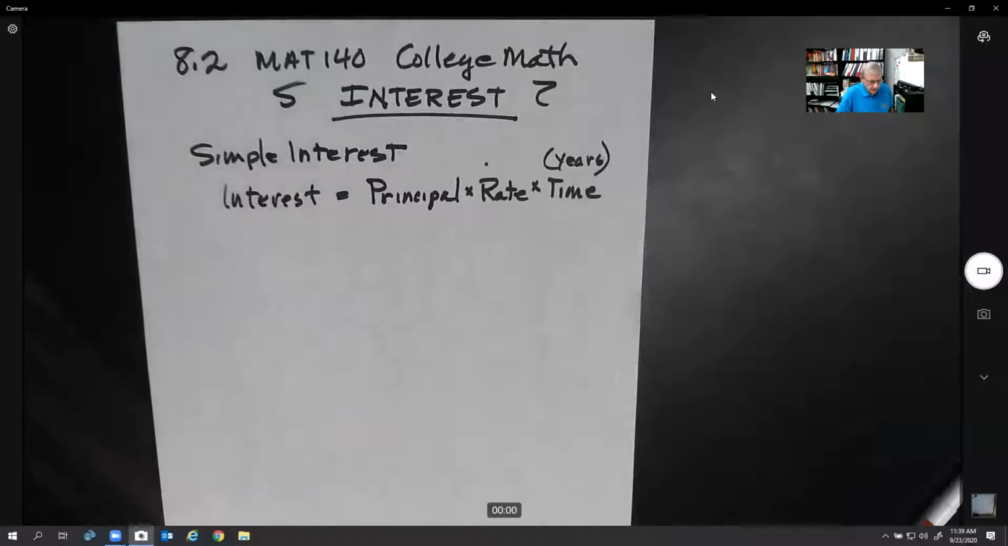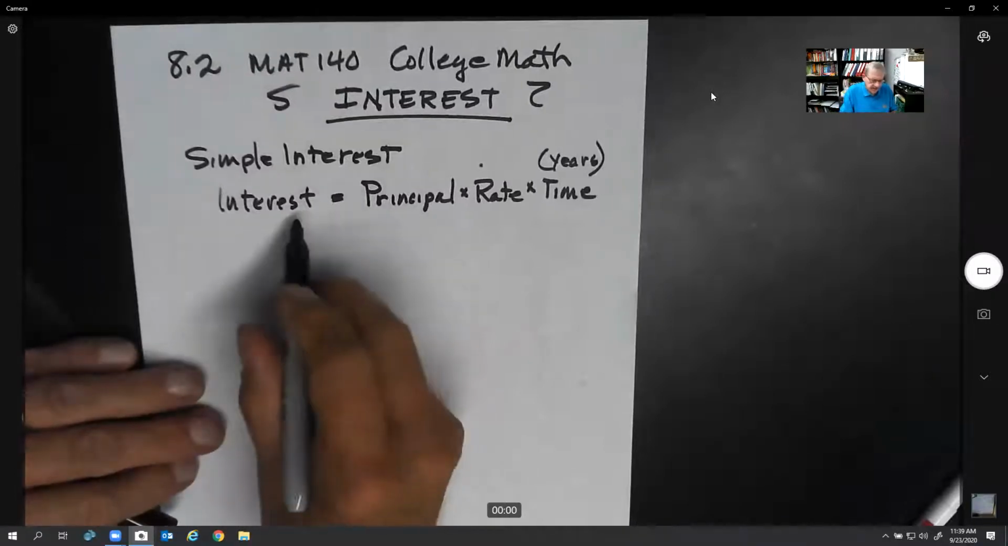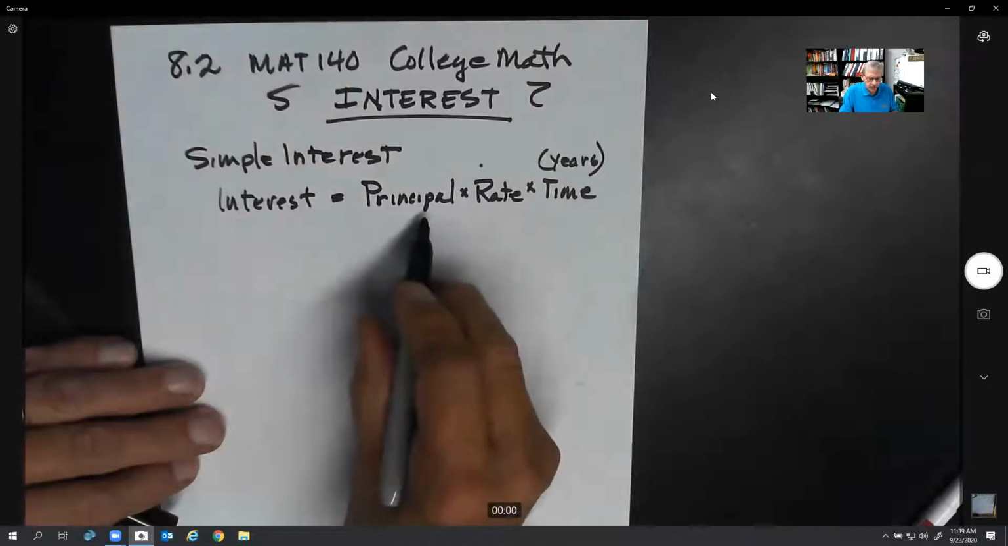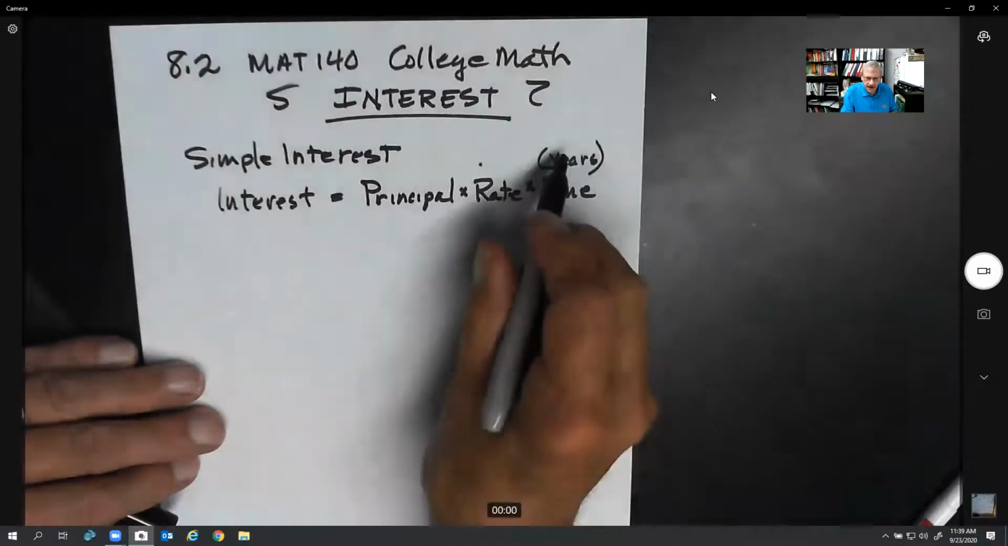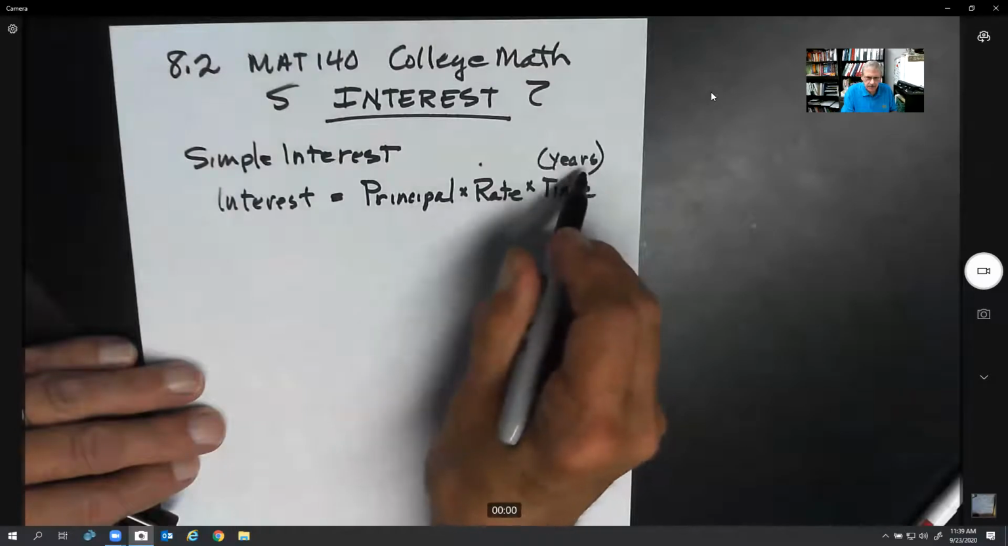Welcome to Mat140. We're going to discuss section 8.2, which involves interest. There are two types of interest: simple interest and compound interest. So what is interest? Interest is principal times rate times time, and time is usually in terms of years.